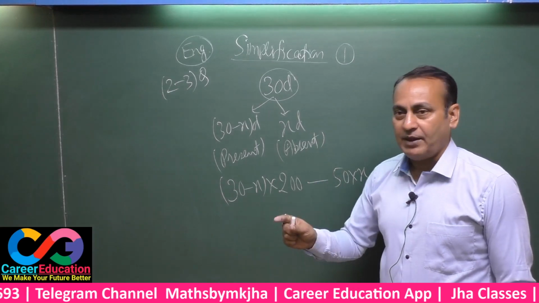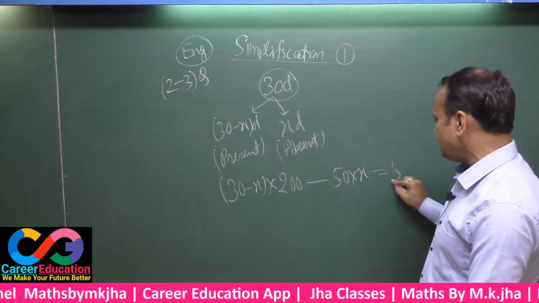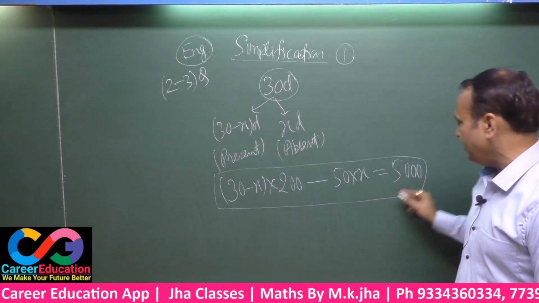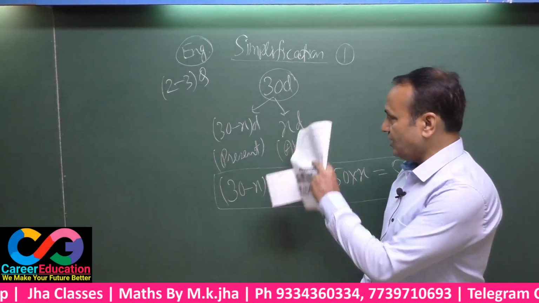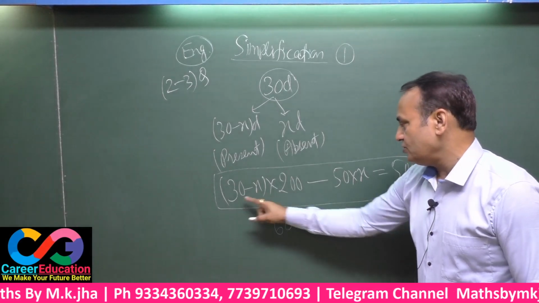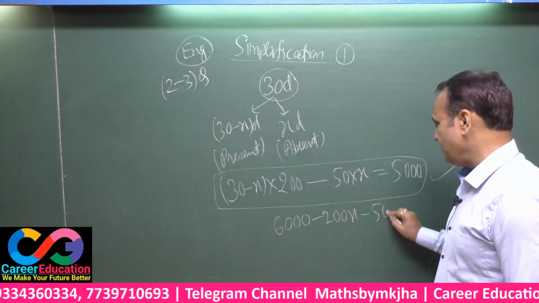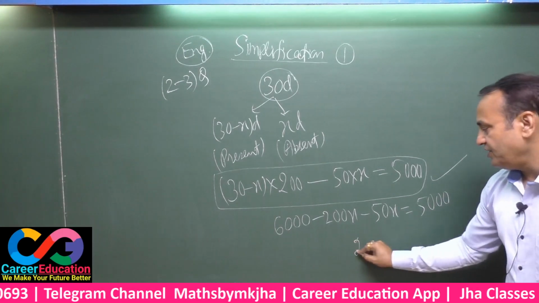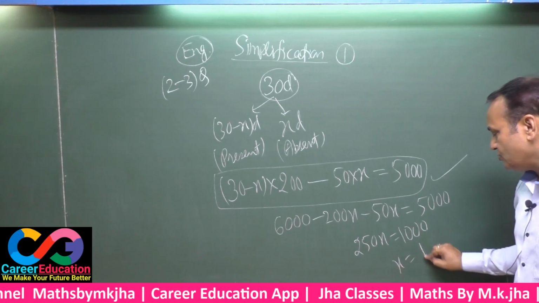Now this is the total payment paid to him, and the total payment paid to him was rupees 5,000. That means you got an equation here, and you have to solve this equation to get the value of X, and that will be your final answer. See here, 6,000 minus 200x minus 50x equals 5,000. Now this is 250x equals 1,000, and x equals 4.